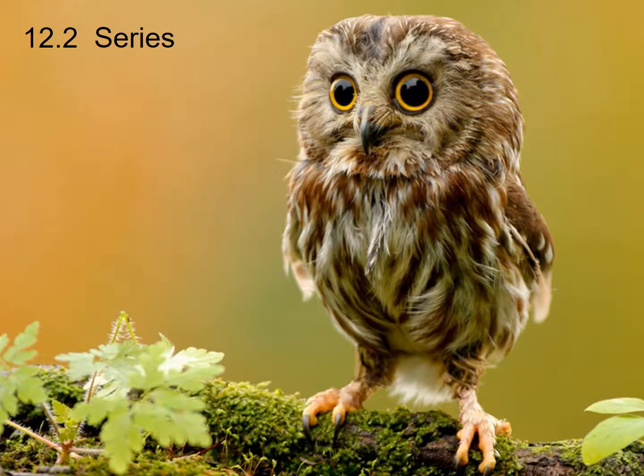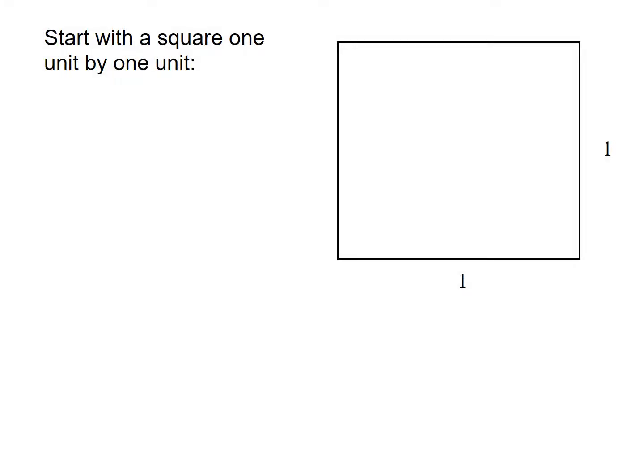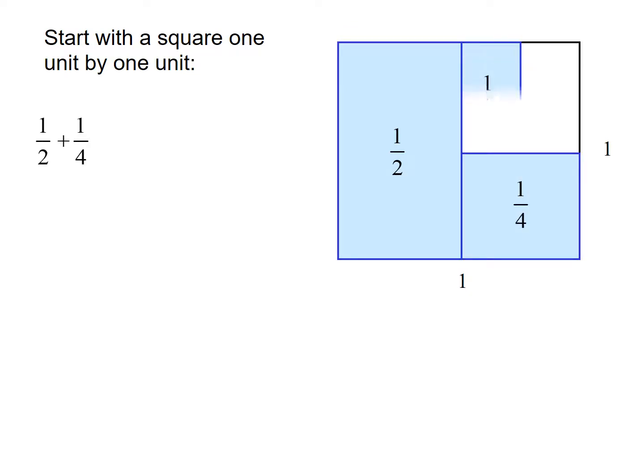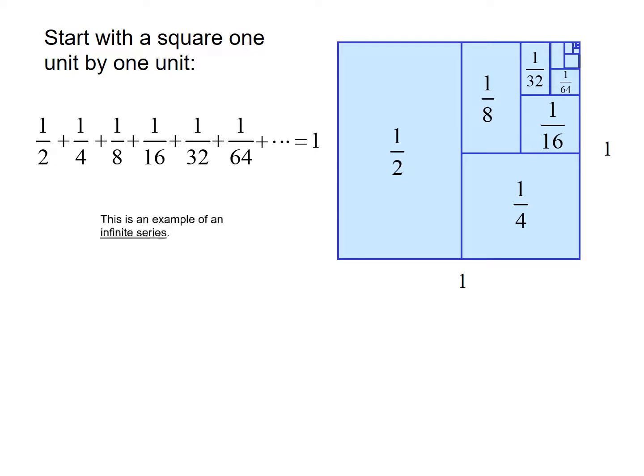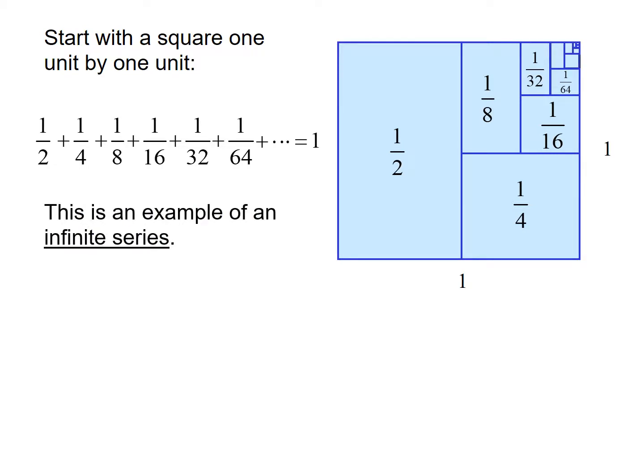Okay, we're going to take a look at a little review of series now. For an example here, if we start with a square of 1 unit by 1 unit, cut it in half, and cut the remaining half in half again, cut that 1/4 in half, and so on, keep adding half of the remaining amount. We could do that indefinitely. We have an infinite series. There's always a little bit more that we could cut in half.